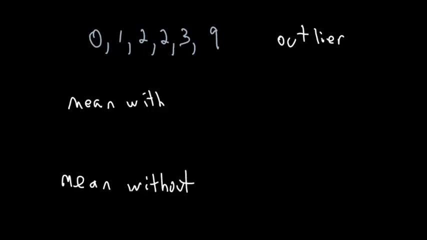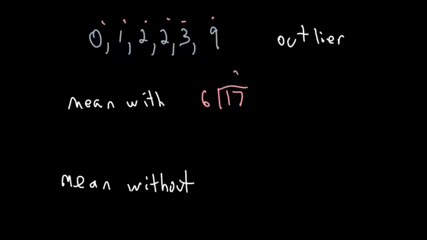So first thing, add them all up. 1 plus 2 is 3. 3 plus 2 is 5. 5 plus 3 is 8. 8 plus 9 is 17. So I get a total of 17. And I added 1, 2, 3, 4, 5, 6 numbers. So we do 17 divided by 6.